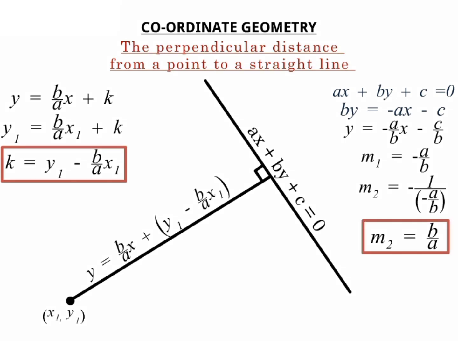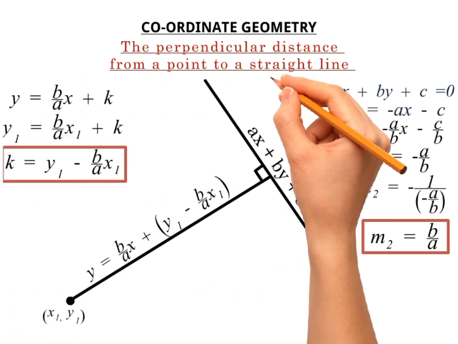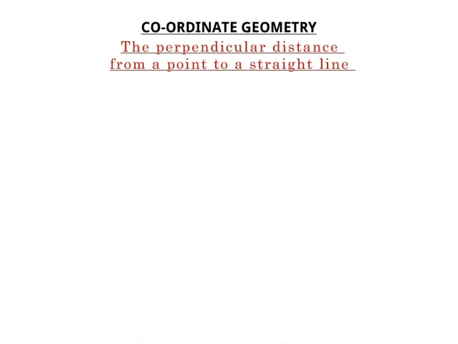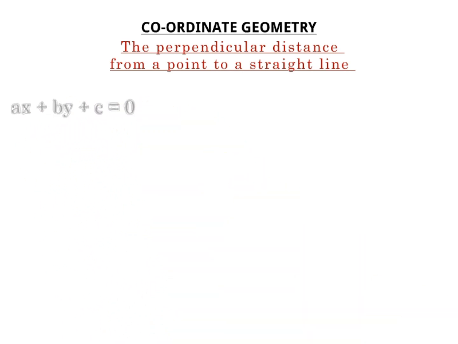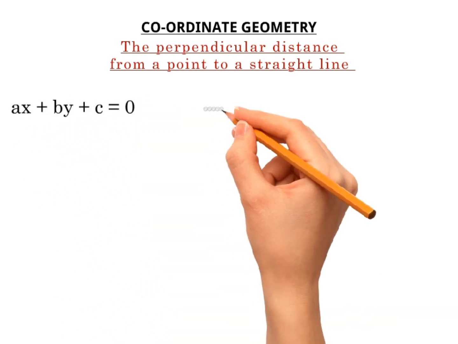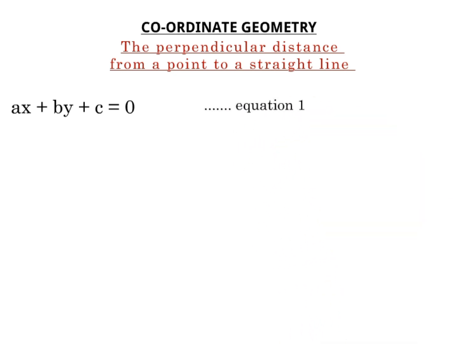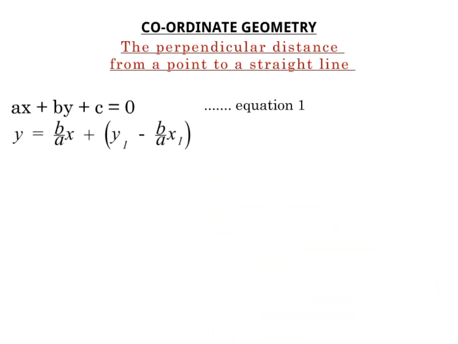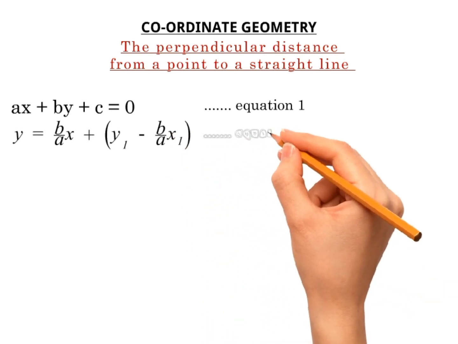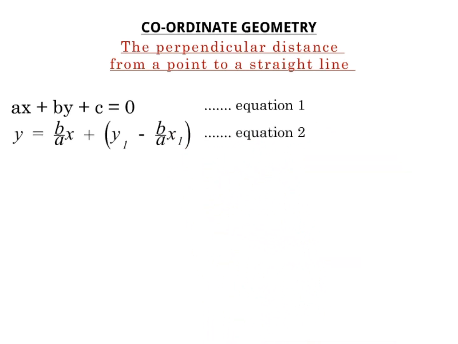What we have to do now is to solve the two known equations simultaneously, to get their point of intersection. After this, we use the distance formula, to get the required distance. Let's write out the two equations. Take the equation of the line as the first equation: ax plus by plus c equals 0. And the second line, y equals b over a x plus y1 minus b over a x1, as equation 2.